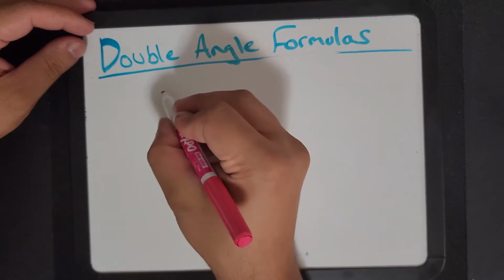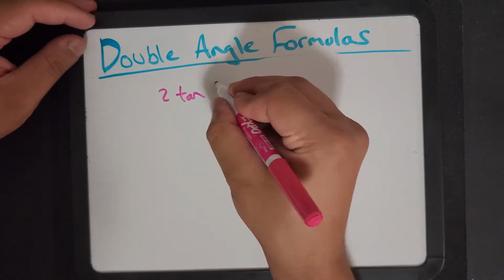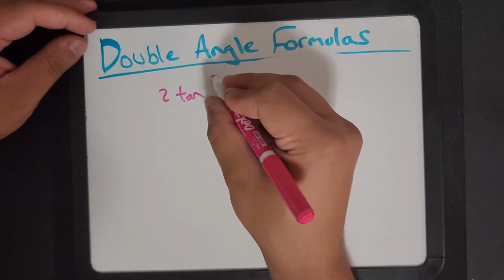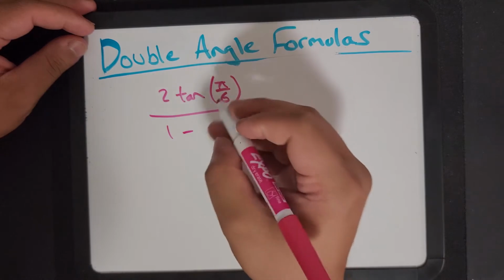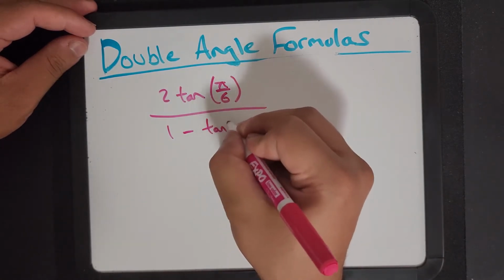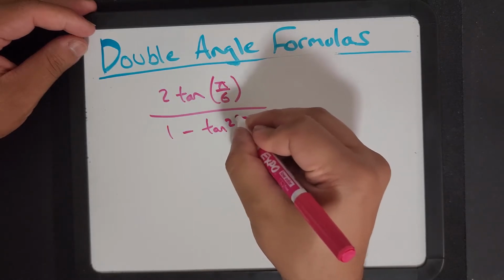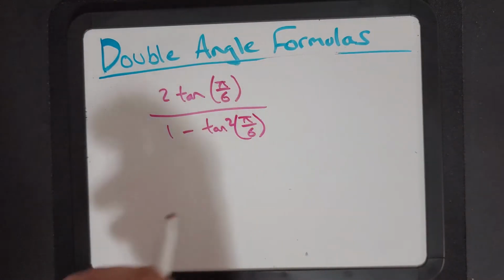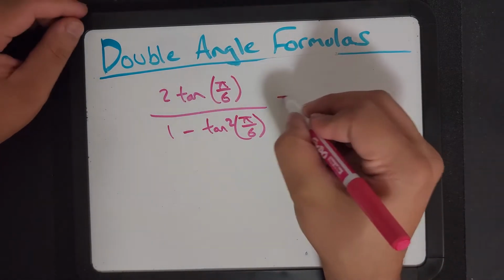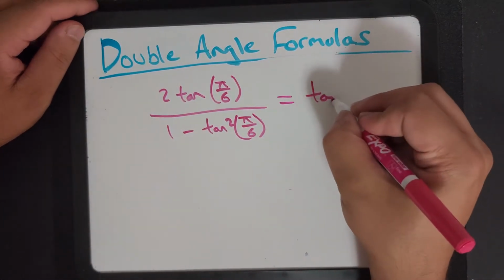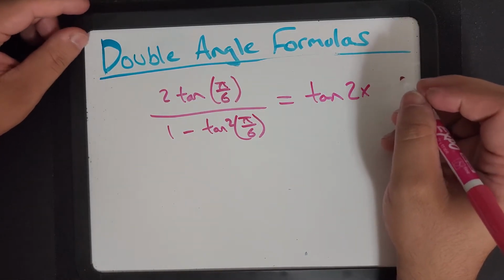We got 2 tan pi over 6 over 1 minus tan squared pi over 6. So, do we know where this one is? Well, it's the only tan one we have, so let's not keep you in suspense.